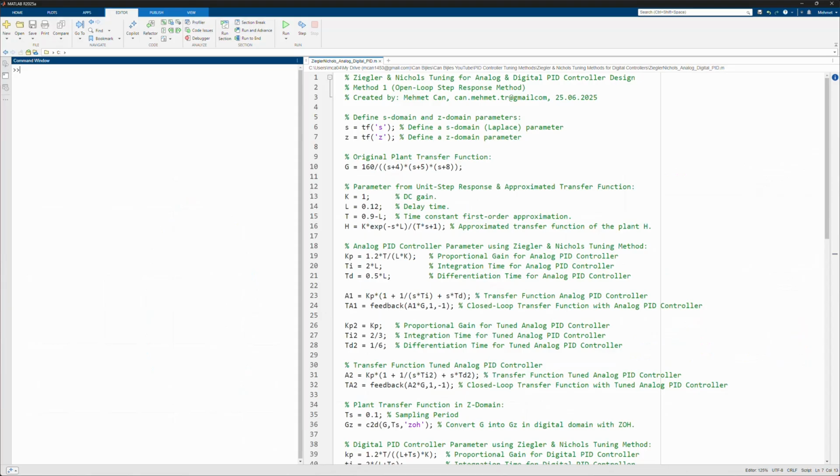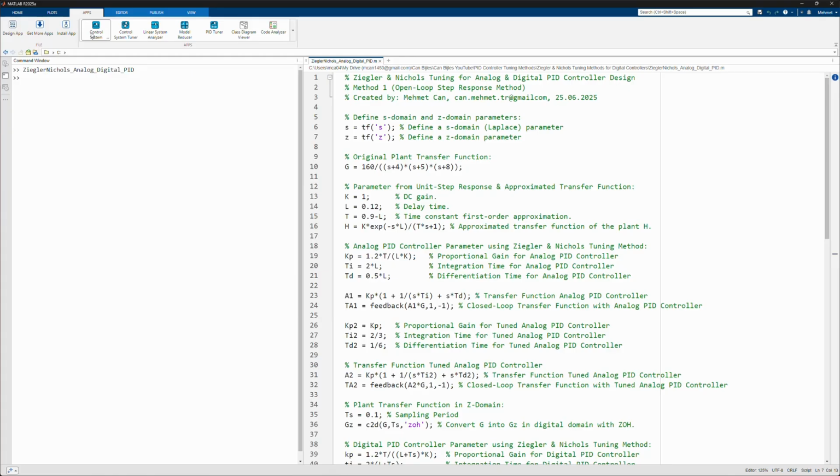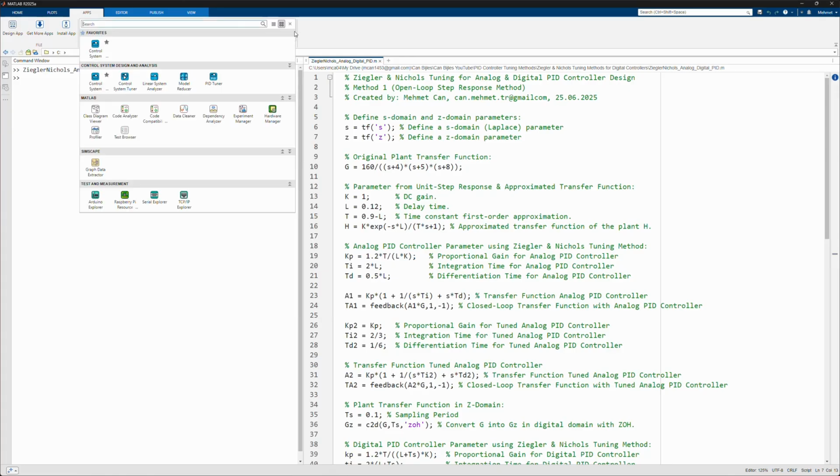So we are in MATLAB, and you can see here the script. Here we have written the definitions of the Laplace and the Z domain parameters, the original plant, and the parameters we have discussed. Now what we do is first run the script, and then, in order to tune this, because that was the objective of this discussion, go to the apps, where you can launch the Control System Designer app.